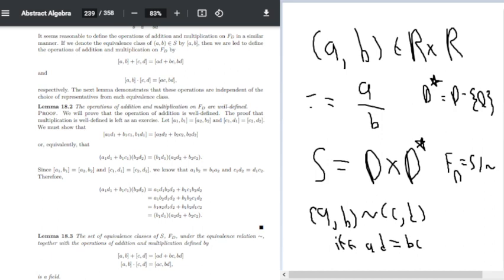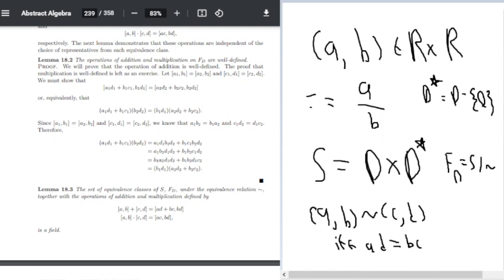Let [a1, b1] = [a2, b2], and [c1, d1] = [c2, d2]. We must show that [a1 d1 + b1 c1, b1 d1] = [a2 d2 + b2 c2, b2 d2], or, equivalently, that (a1 d1 + b1 c1) b2 d2 = b1 d1 (a2 d2 + b2 c2). Since (a1, b1) is equivalent to (a2, b2), and (c1, d1) is equivalent to (c2, d2), we know that a1 b2 = b1 a2, and c1 d2 = d1 c2. Therefore, (a1 d1 + b1 c1) times b2 d2 is equal to, oh gosh, we have a whole jumbled mess.